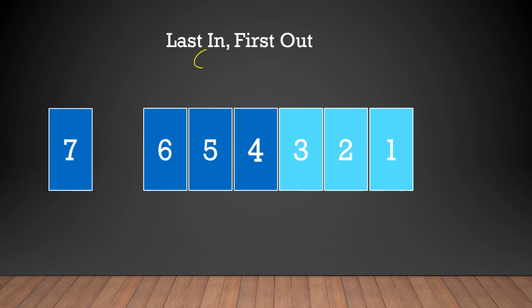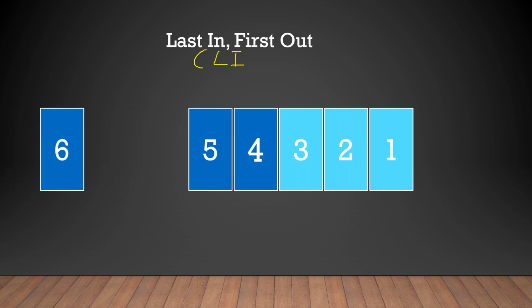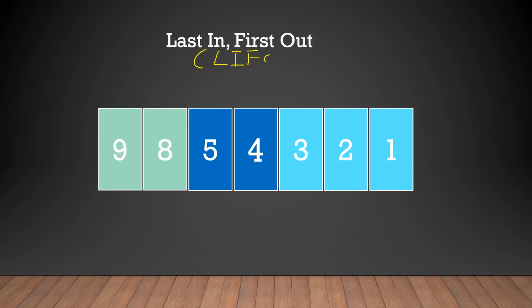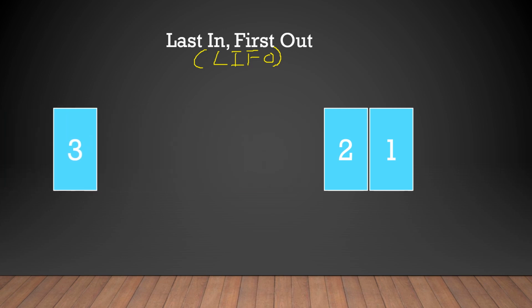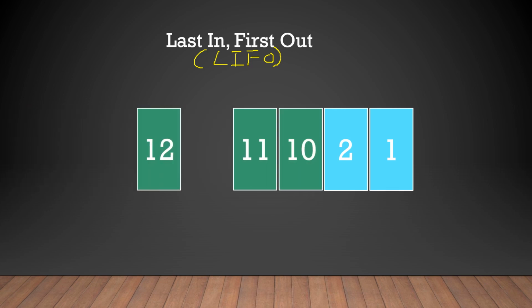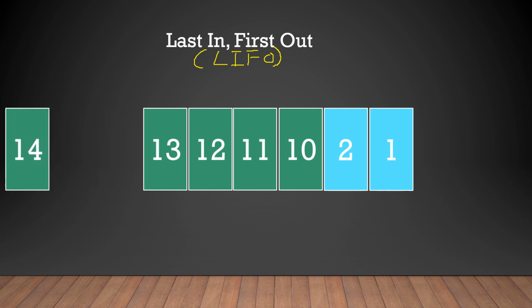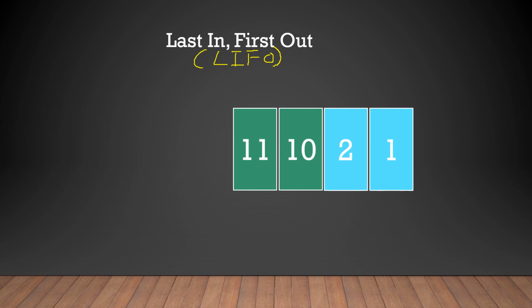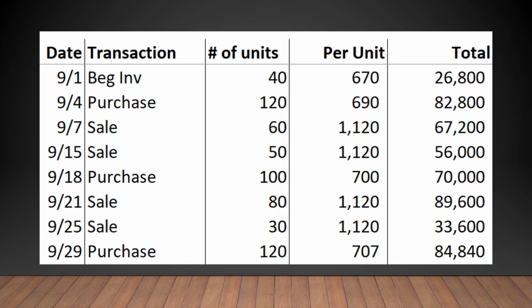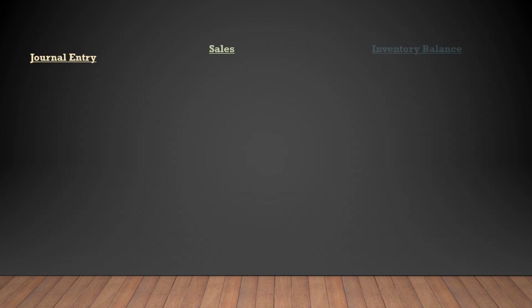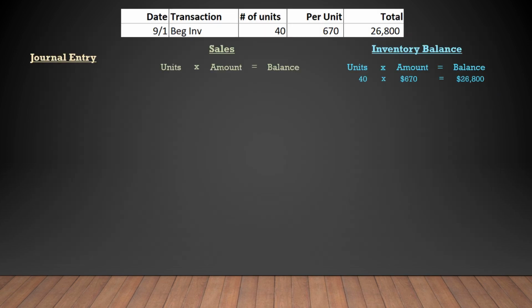LIFO, last in, first out. This one is as self-explanatory as FIFO. The last inventory purchased is the first deemed to be sold. Let's re-examine our previous example, only under the LIFO cost flow assumption. We can trace those cost flows using the exact same method we saw with our previous example.